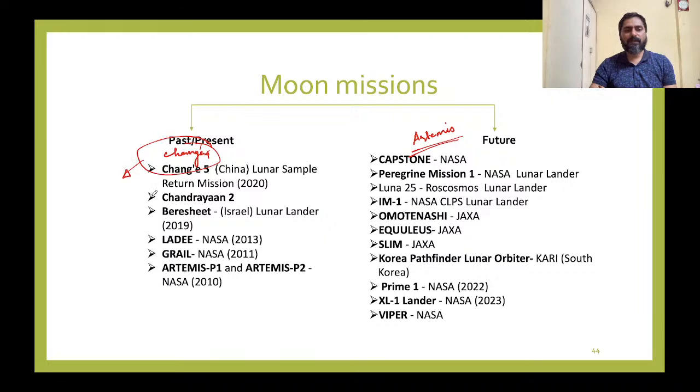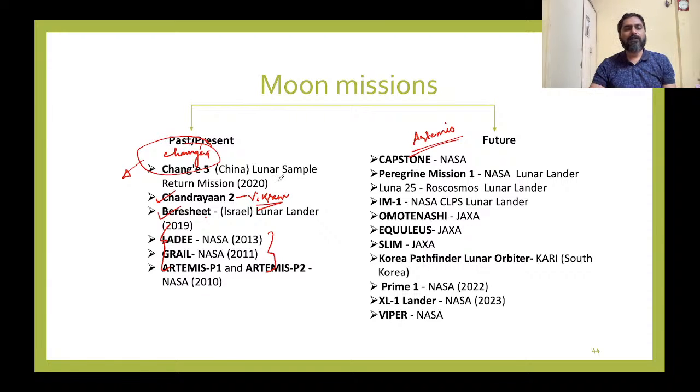That is an old mission. We have sent Chandrayaan 1 and 2. Beresheet is of Israel. These are older missions, not very important. Beresheet of Israel also tried to do a soft landing, but it failed. India's Chandrayaan 2 also tried to go for a soft landing with the Vikram lander. The Vikram lander crash landed, so that is why it was in the news.